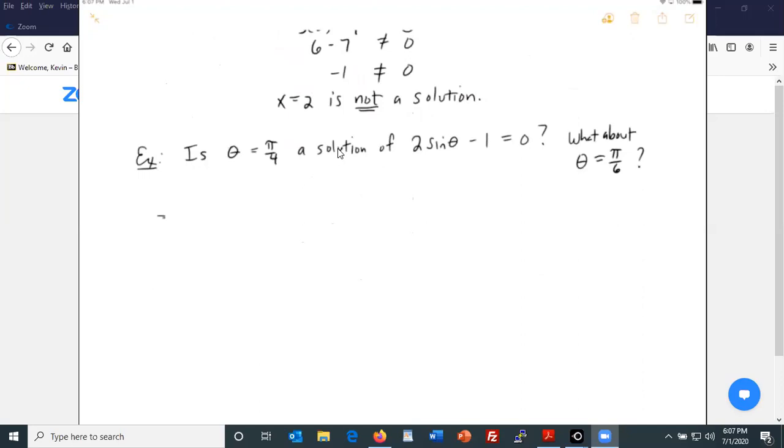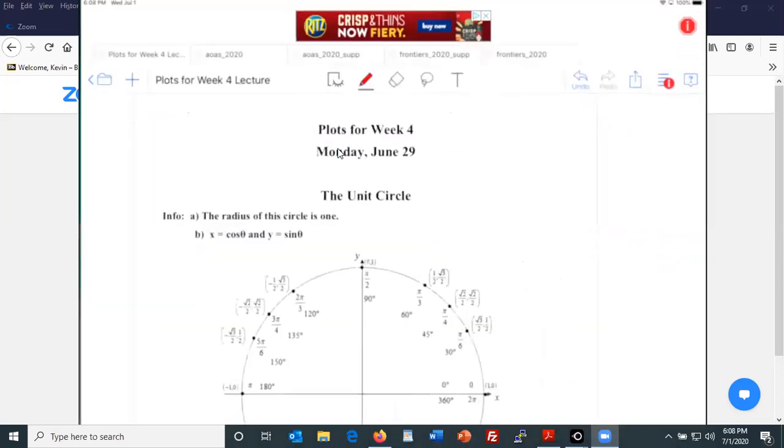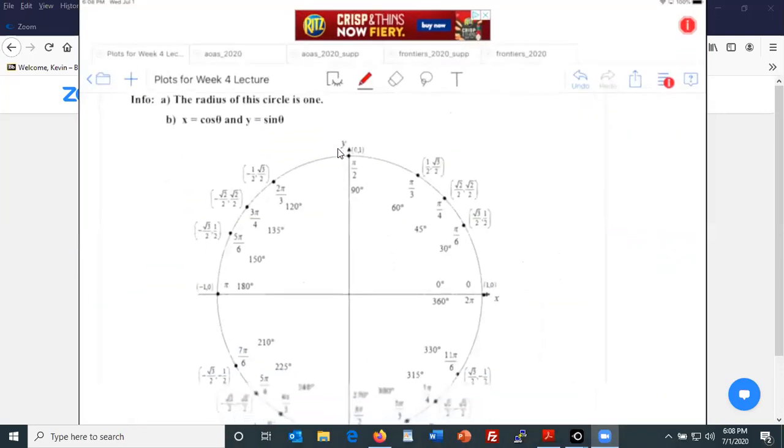All right, so let's start with the first solution for theta equals pi over 4. Just do what we did with the algebra equation. Just plug it into the equation for theta. So we would have 2 sine of pi over 4, where theta is, minus 1. Does it equal 0? So now find the value of the sine of pi over 4. Remember, use your unit circle. We want the exact value for that.